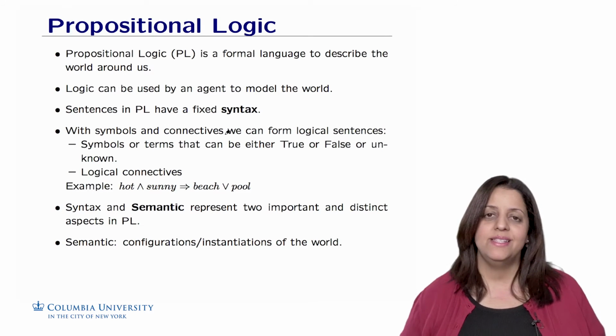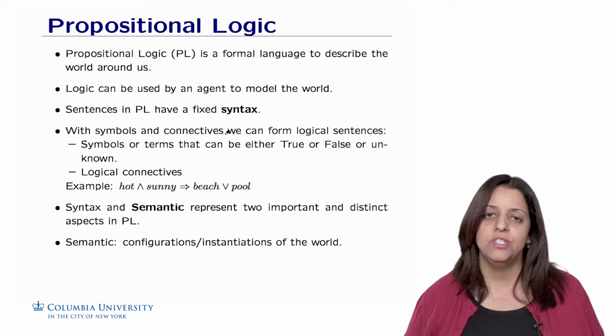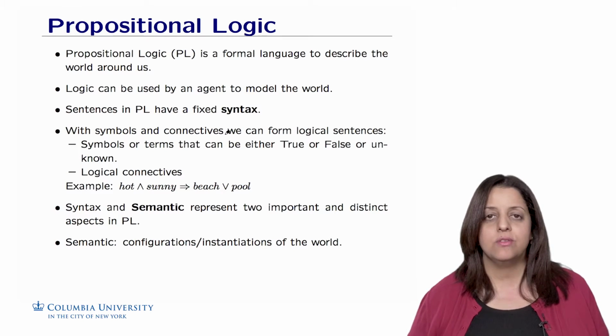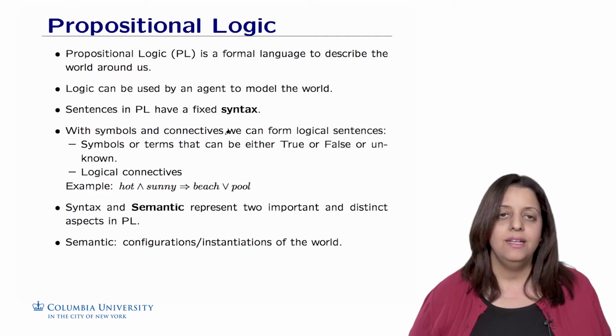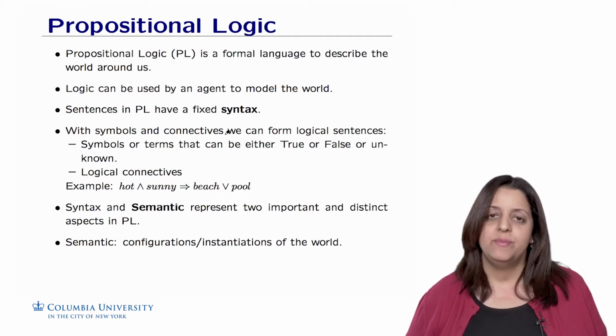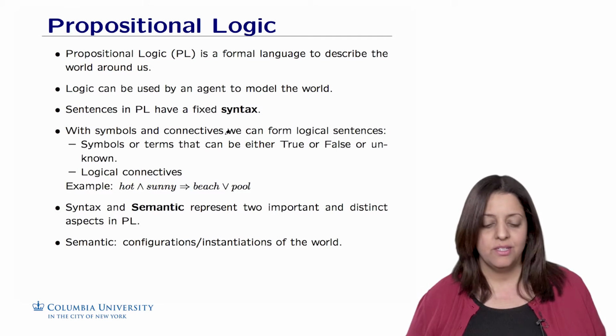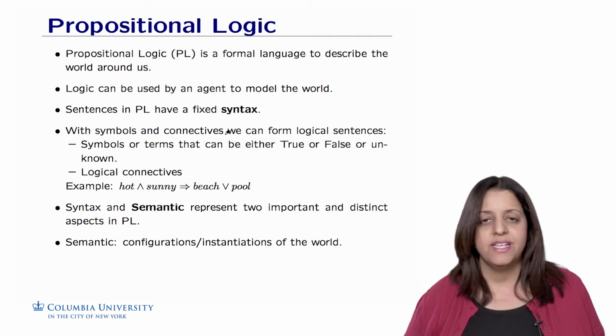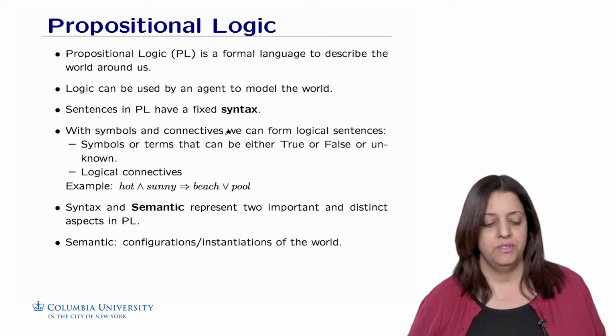Let's now summarize what we saw about propositional logic in AI. Propositional logic is a formal language to describe the world around us that can help an agent model the world. Sentences in propositional logic have a specific syntax with symbols and connectives that can form logical sentences. Symbols or terms can be either true or false or unknown.